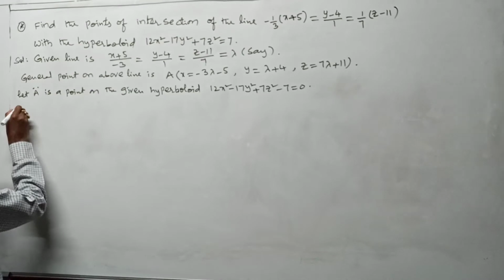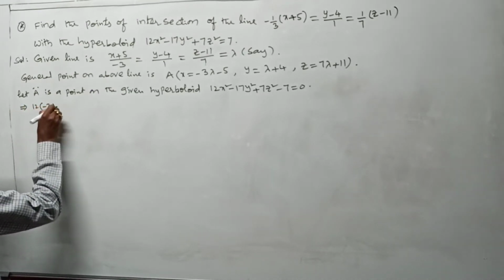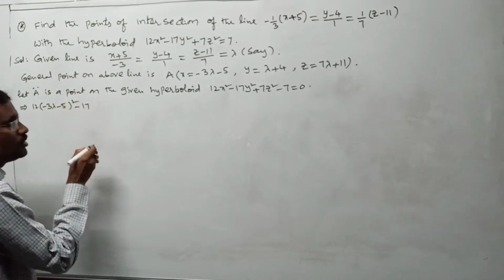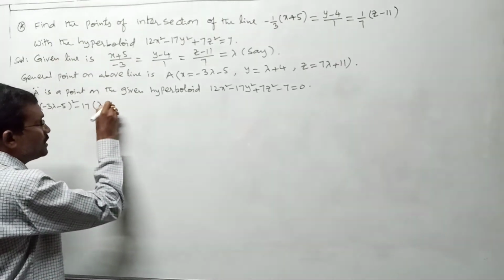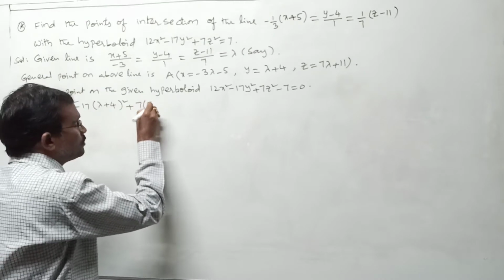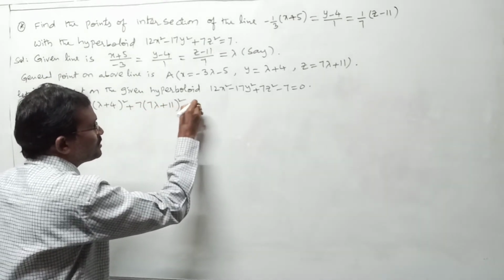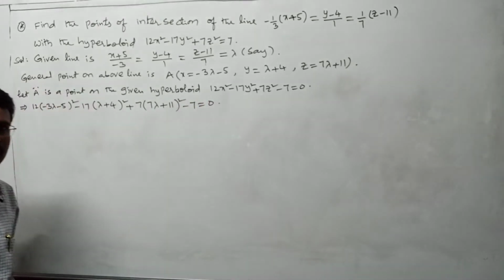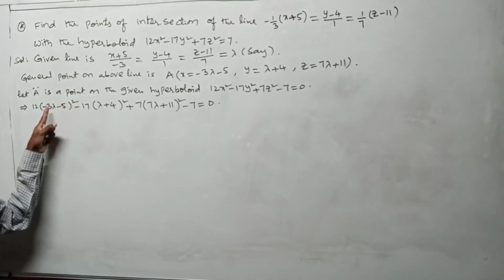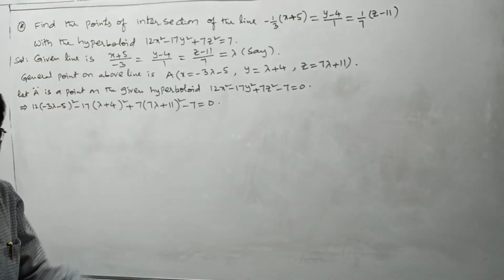This implies 12(−3λ − 5)² − 17(λ + 4)² + 7(7λ + 11)² − 7 = 0. Here take minus common; (−1)² is 1, so you can write this as (3λ + 5)², and do the (a + b)² expansion directly.